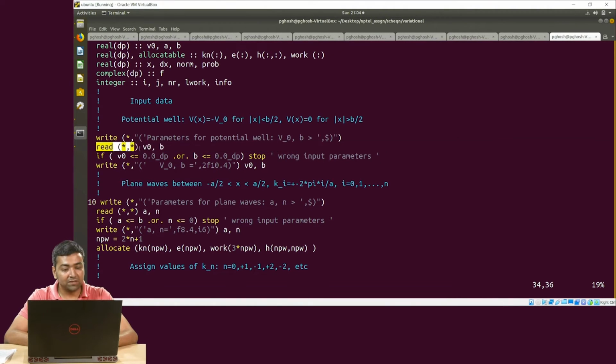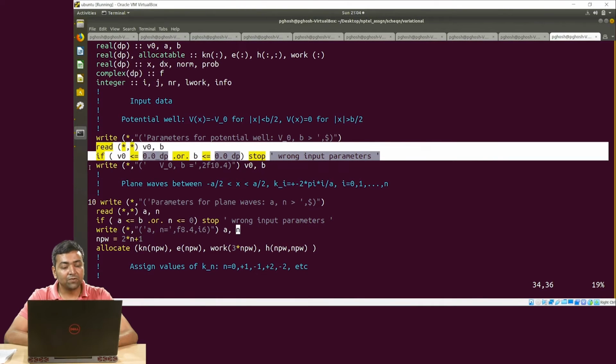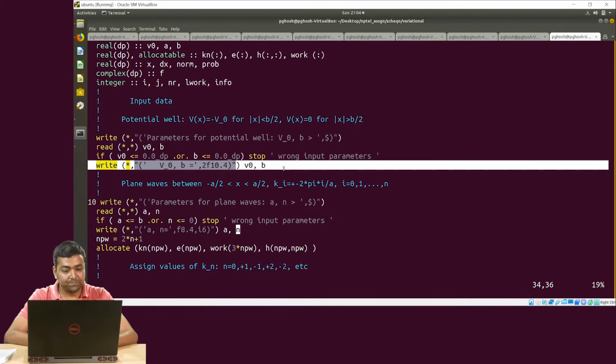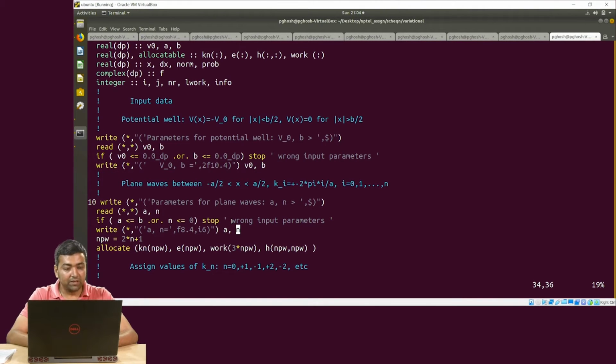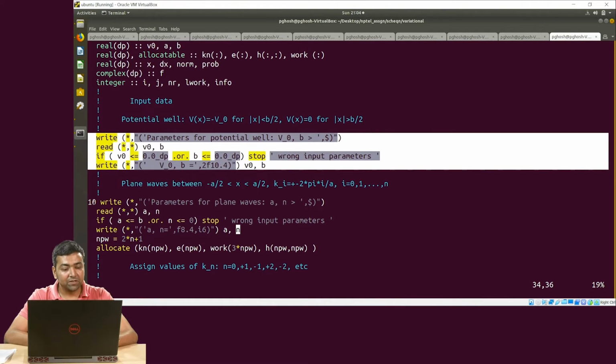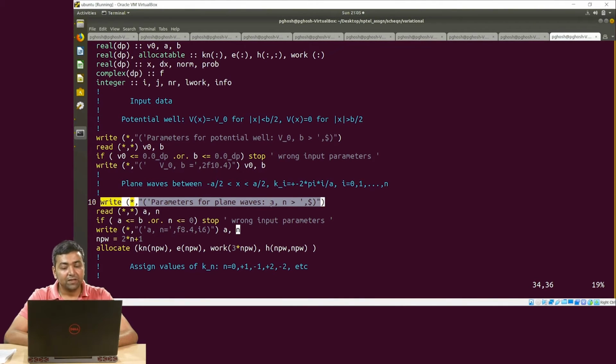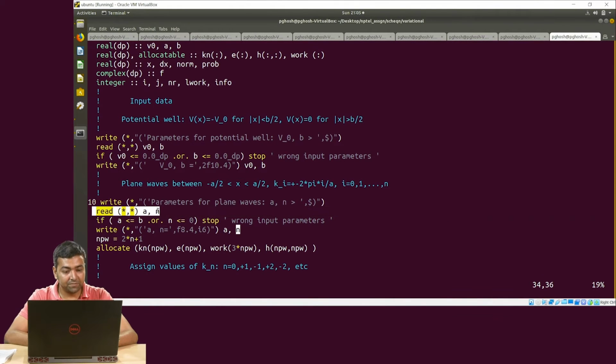Once it has read in the values of V0 and B, and has done the checking that everything is fine, then for the reference of the user, it prints out the values. Okay, so this part reads in the parameters related to my potential, and then we also need to read in the parameters related to my plane waves. As I mentioned, we need two things. One is the periodicity of the plane wave which is given by A, and also we need to determine the number of plane waves that goes into my expansion, which depends on the value of n. That is what the code reads in here.